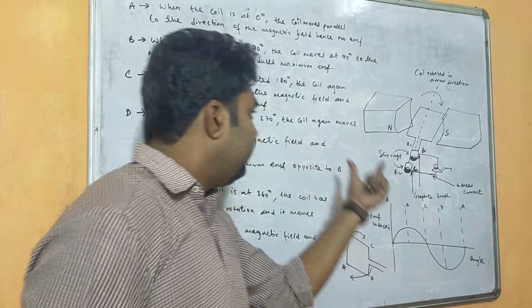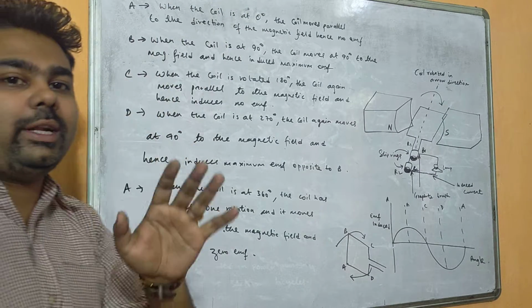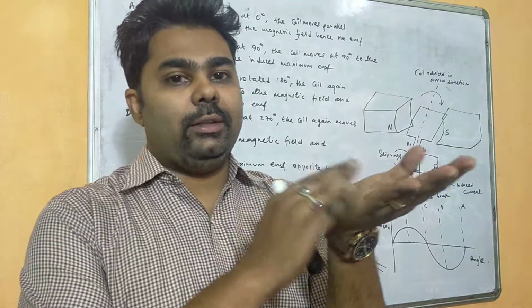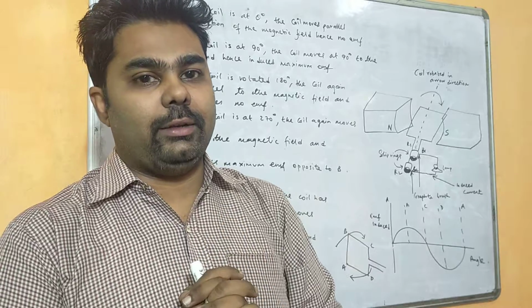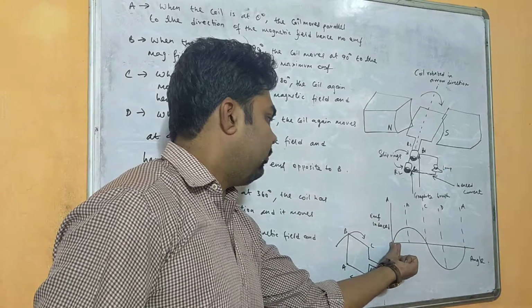So at this point, when the coil is at 0 degree, the coil moves parallel to the direction of the magnetic field. When the coil and the magnetic field are at 0 degree, it is cutting the parallel lines of the magnetic field. Hence, no EMF is induced. So here it is starting from 0.